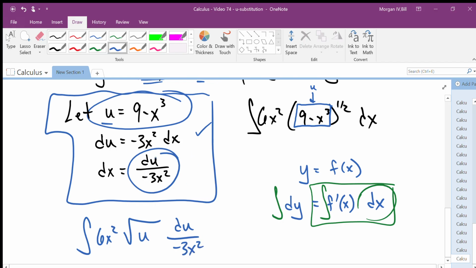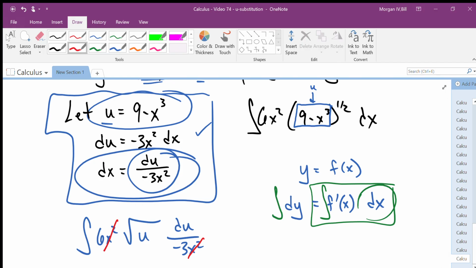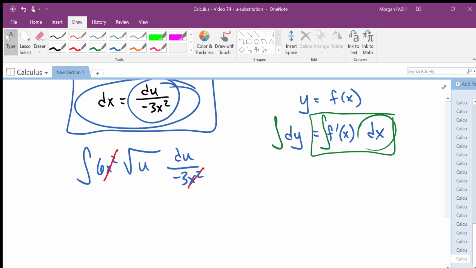Coming from right here, dx is equal to du over negative 3x squared. What I'm hoping for is that the x squareds cancel, which they do. I have x squared here, canceling with an x squared in the denominator. Now the reason I don't have to worry about 9 minus x cubed not having the exact 6x squared derivative is these are just coefficients, and we can work with those.